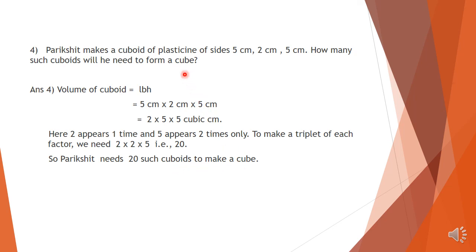So children, always to make a cube, we need each factor 3 times in the prime factorization of the number. Here we have 2 only 1 time, so we need 2 into 2. 5 we have 2 times, so we need 1 more 5. So 2 into 2 into 5 is equal to 20. So Parikshit needs 20 such cuboids to make a cube.